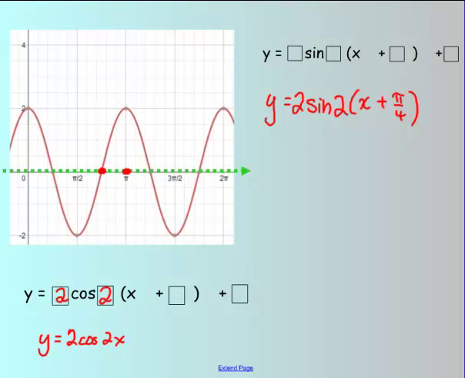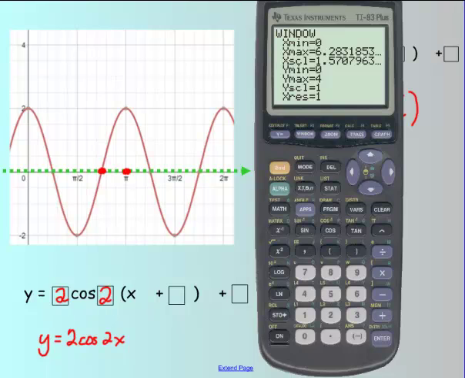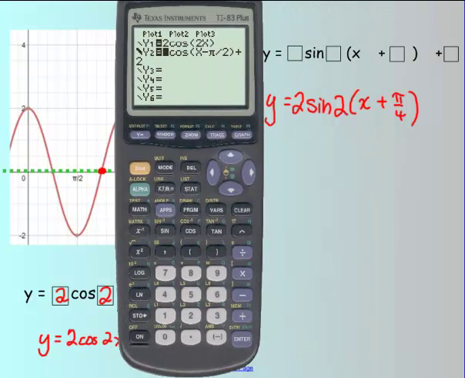All right, let's take out our calculator. Let's check it. All right, I'm going to go to my window. Okay, it's 0 to 2 pi, and my minimum and maximum for my x is going to go from -3 to 3. Let's come over here. Let's clear that one out and type in 2 cosine 2x. And down here, this one was going to be 2 sine 2 parentheses x plus pi divided by 4.